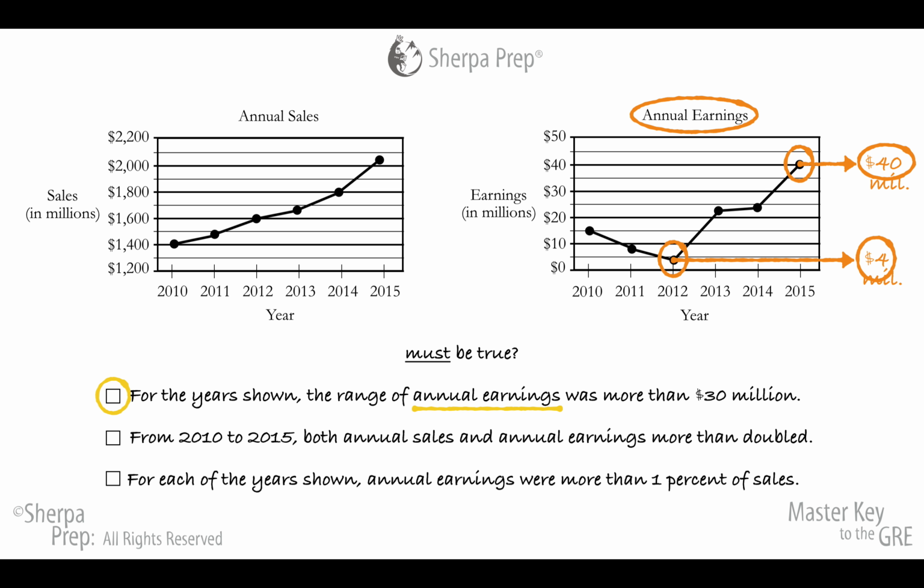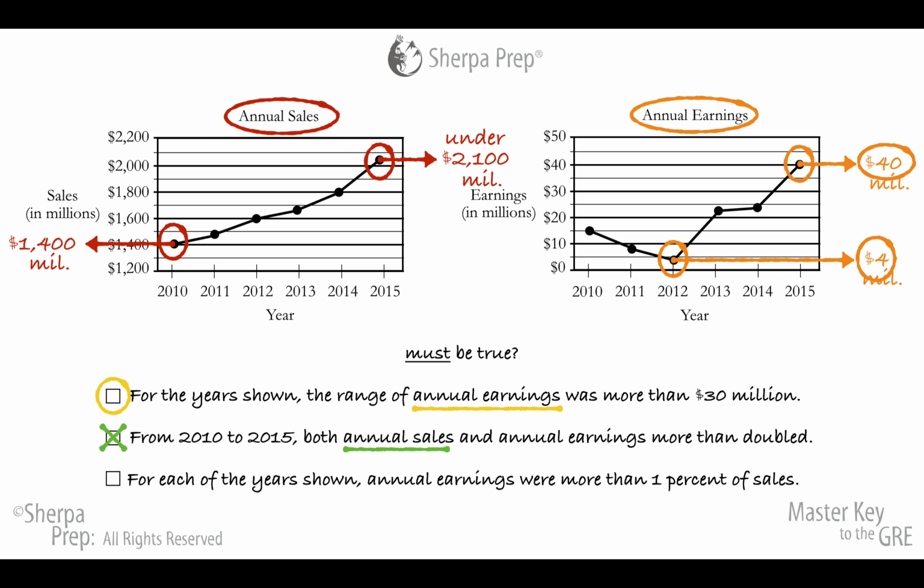In the case of the second statement, let's look at annual sales first. In 2010, we could see annual sales of about 1,400 million. And in 2015, we see sales just under 2,100 million. That is not an amount double 1,400 million. And that's why the second statement is not true.